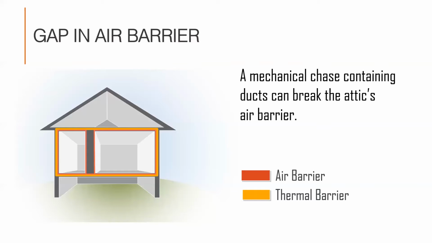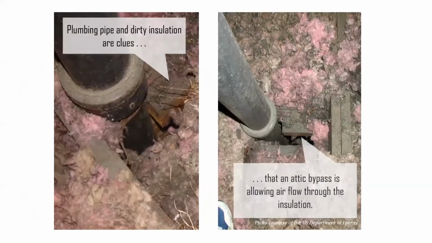Interior walls and mechanical chases can have deficiencies in both the thermal and air barriers. Fiberglass insulation does not stop air from flowing through it, so dirty spots in the insulation can be signs of penetrations in the air barrier below. The insulation filters the air, collecting the dirt, dust, and moisture as the air passes through.